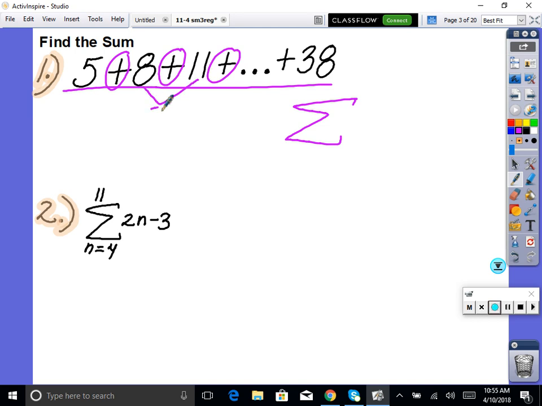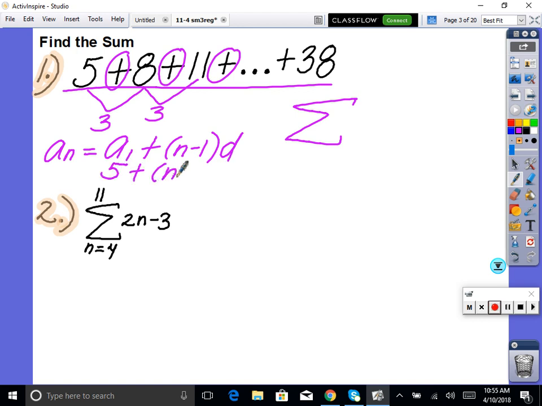There's a common difference. Are we adding 3 each time? So now you'd say it's arithmetic, so the general formula is a sub 1 plus n minus 1 times d. And then you'd plug in what you know. A sub 1 is 5 plus n minus 1, our common difference was 3. Then you'd take 3 and multiply it in. So then we'd have 5 plus 3n minus 3.